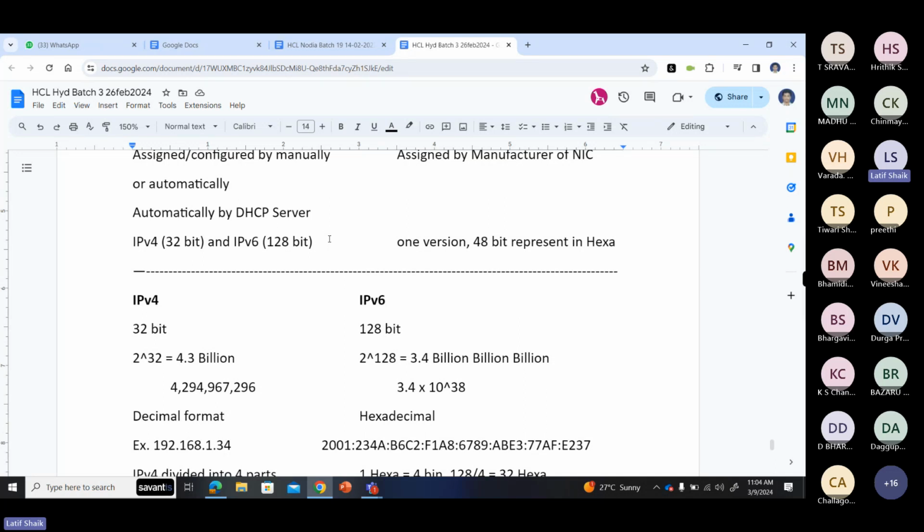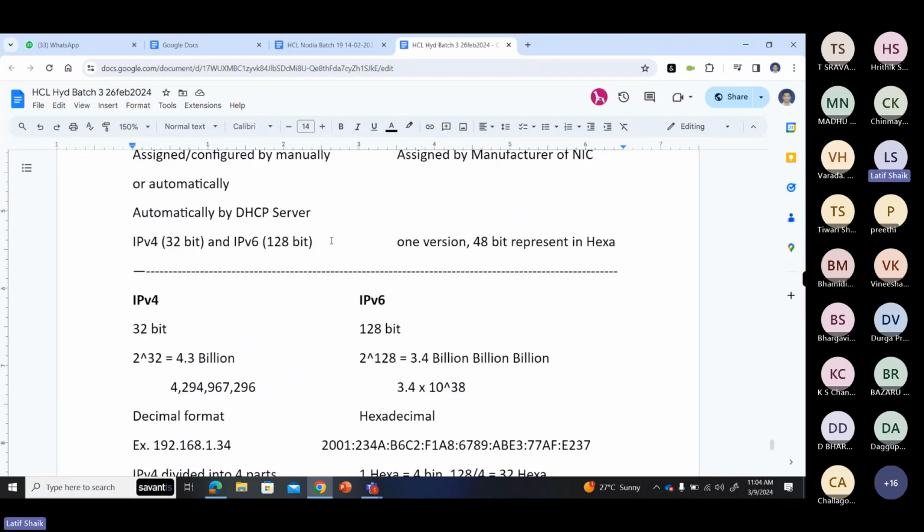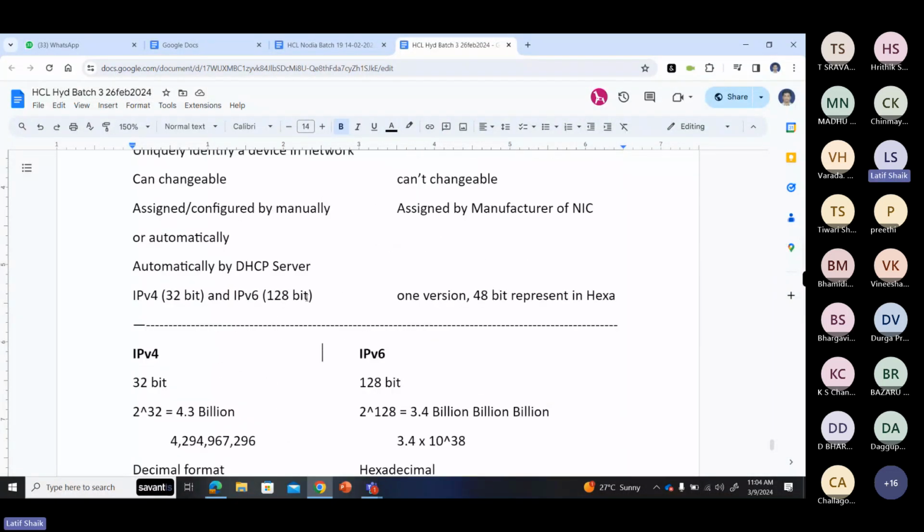We discussed IP addresses last class, but it is better to go through them once again. Currently IPv4 and IPv6 versions are there: IPv4 is 32-bit, IPv6 is 128-bit. In MAC addresses we do not have separate versions, only one version. A MAC address is represented in hexadecimal format, with 12 hexadecimal digits. So these are the differences between MAC address and IP address. Up to here, okay?